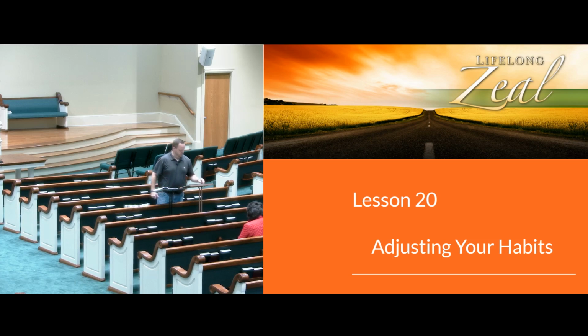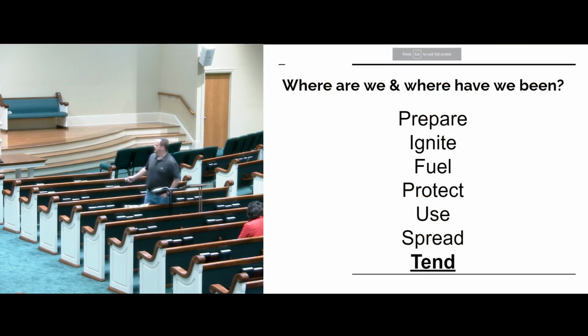So we are on lesson 20. You don't get to pick this one because this is one we are doing. And lesson 20 is in the tend section. Tend is one of those words that if you say it more than 3 or 4 times, it loses all meaning whatsoever to you. So what does it mean to tend to something? Maintain it. Anything else? Maintain's a good one. Care for. Okay.